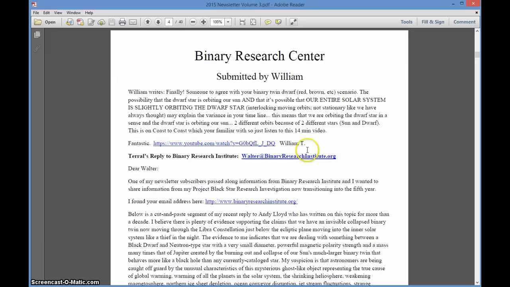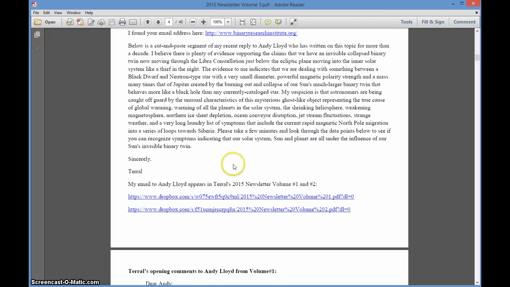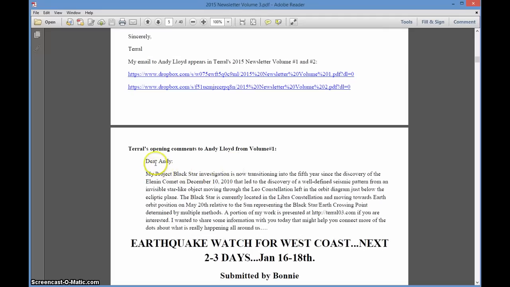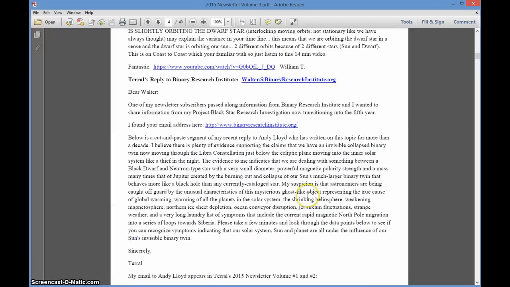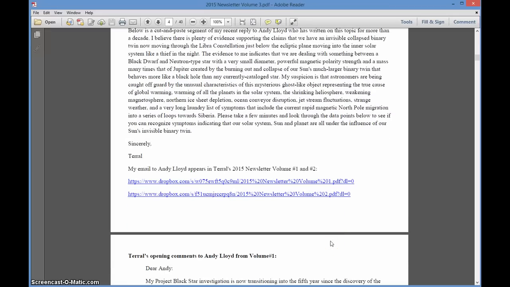William sent me this. I just wrote this morning to Walter. Here's the information that I sent him, and I copied and pasted some of the information. If you guys are following the research, what I sent from Volume 1 and Volume 2 to Andy Lloyd, a real smart guy. Rather than write the same 10 points again, I copied and pasted them over here for Walter. I gave him this introduction, and then I gave him the links to the previous emails with my comments and Andy's comments back and forth.